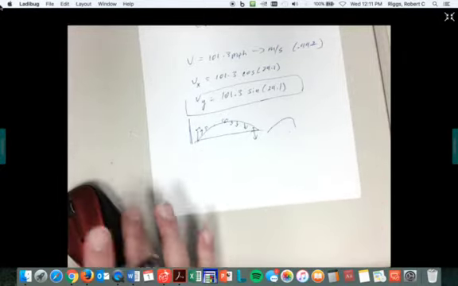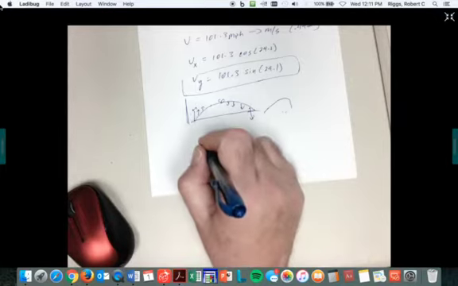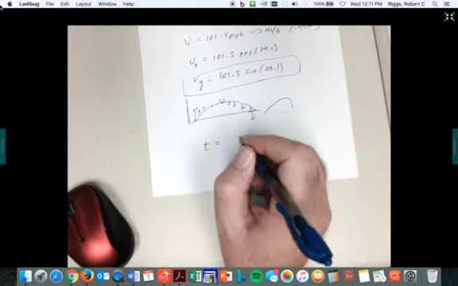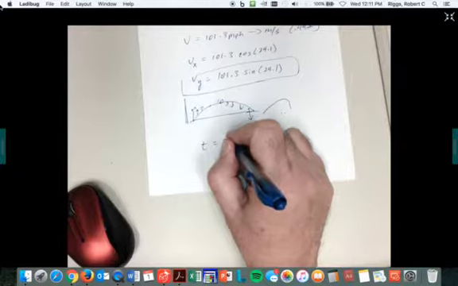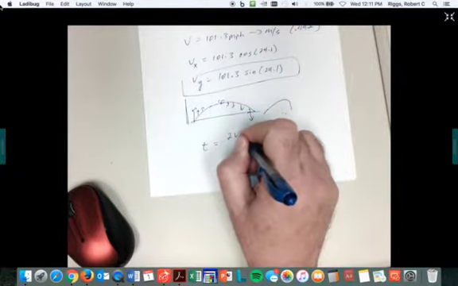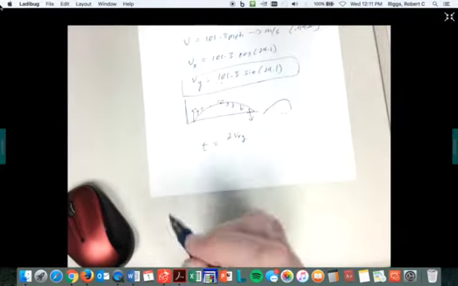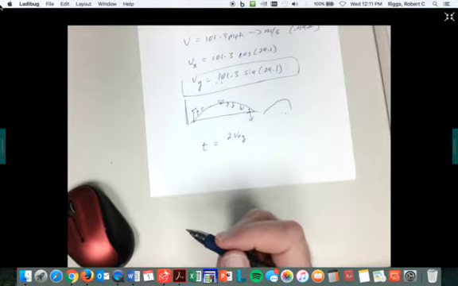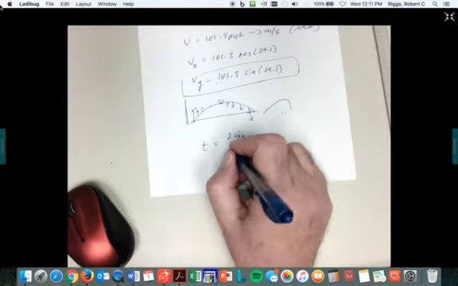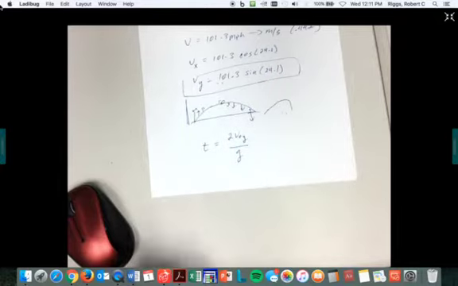So that's all we need to find the time, because we know that the time is equal to 2 times v naught y, which you found here, or vy in that direction, divided by g. And we did that in mini lesson 3. So you can find the time.